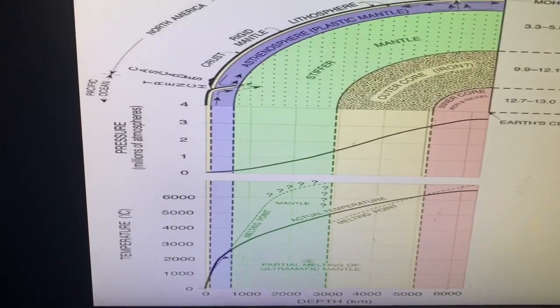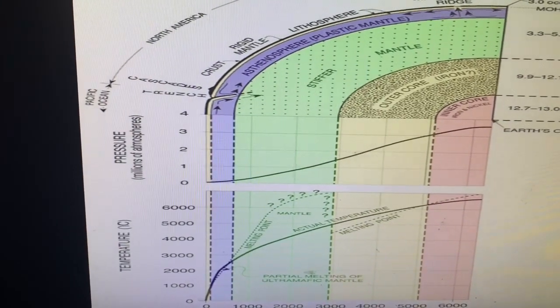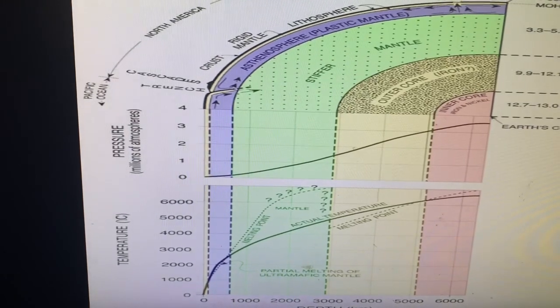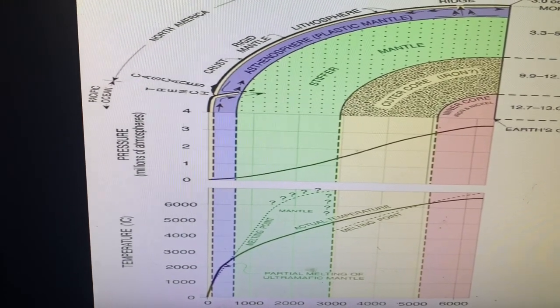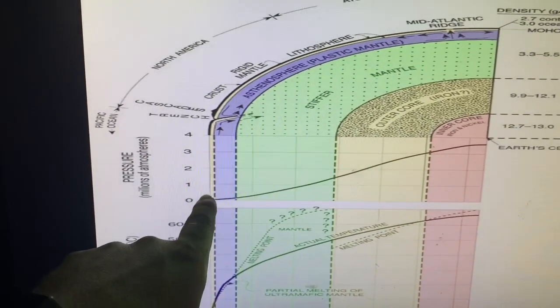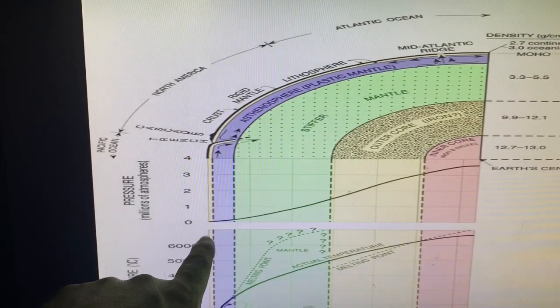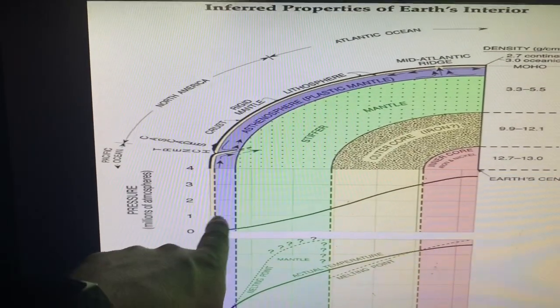If we look over here at the y-axis, there are actually two y-axes here with two lines. Okay, important that you understand them. The first one is pressure, and the pressure is in millions of atmospheres. So if you're right here at this point at the crust, your pressure is not a million atmospheres. It's like 1 atmosphere. Why? Because you've got the air squishing on top.